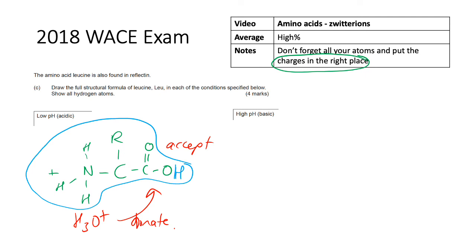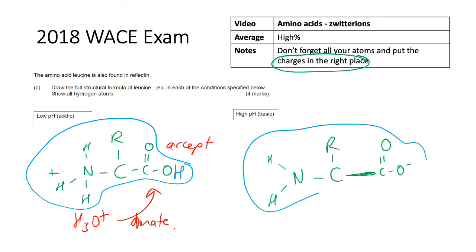For the high pH one, again, here's your central carbon, your alpha carbon. High pH is basic, which means that it's going to donate all of its protons. Whoops, that's way too many C's. It's going to donate all its protons, and it's going to end up as NH2 and COO minus. So make sure that your minus is over here and your plus is over here, to make sure that your charges are in the right place.